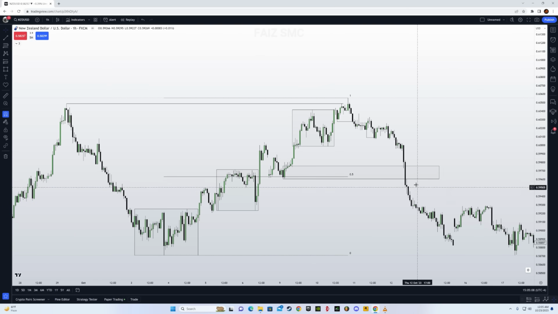All right. So with the benefit of hindsight, of course, you can see we also have this fair value gap, but then the candle closed here.